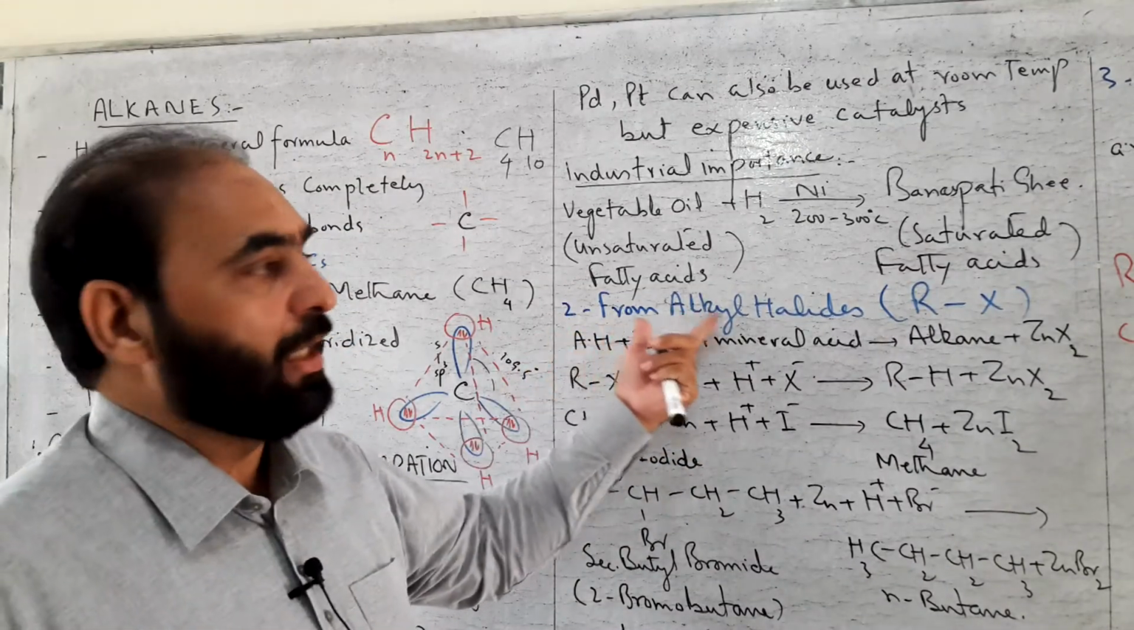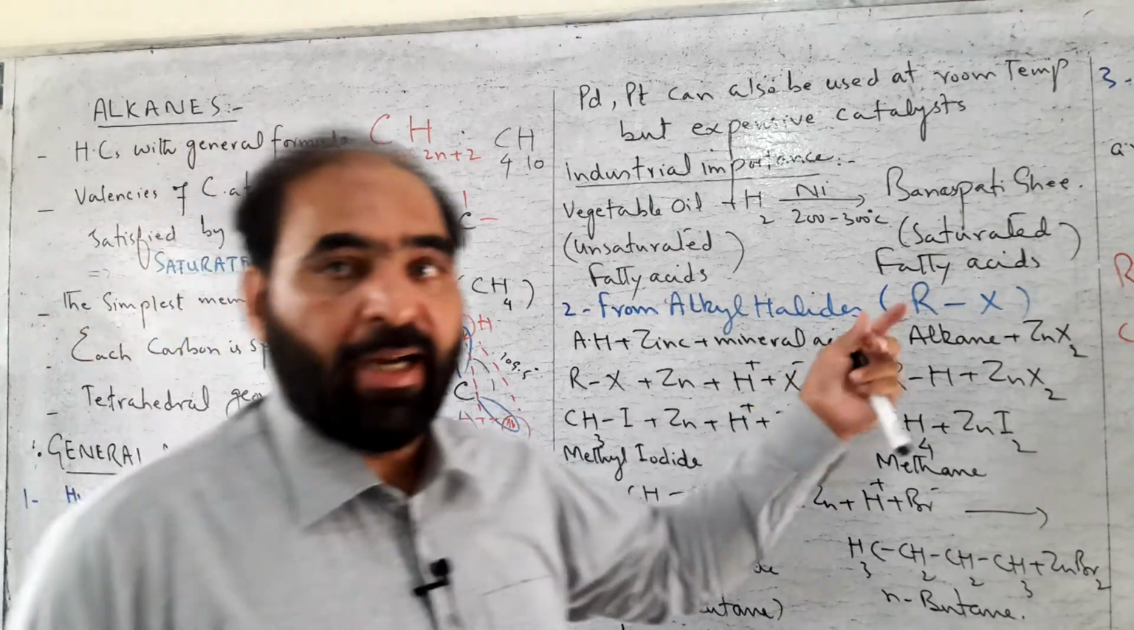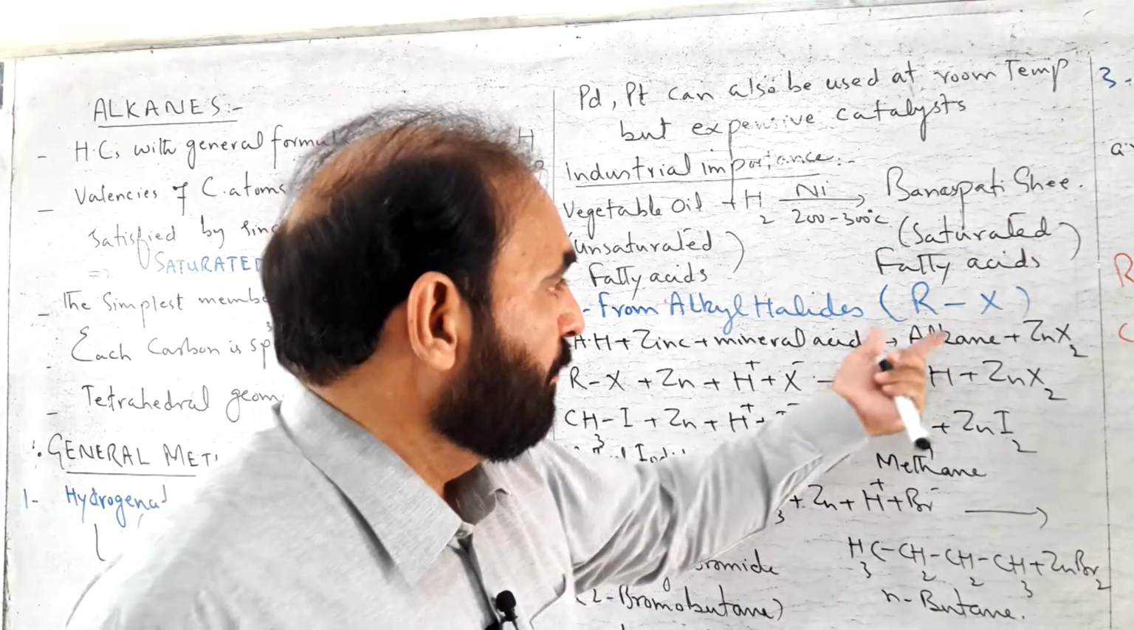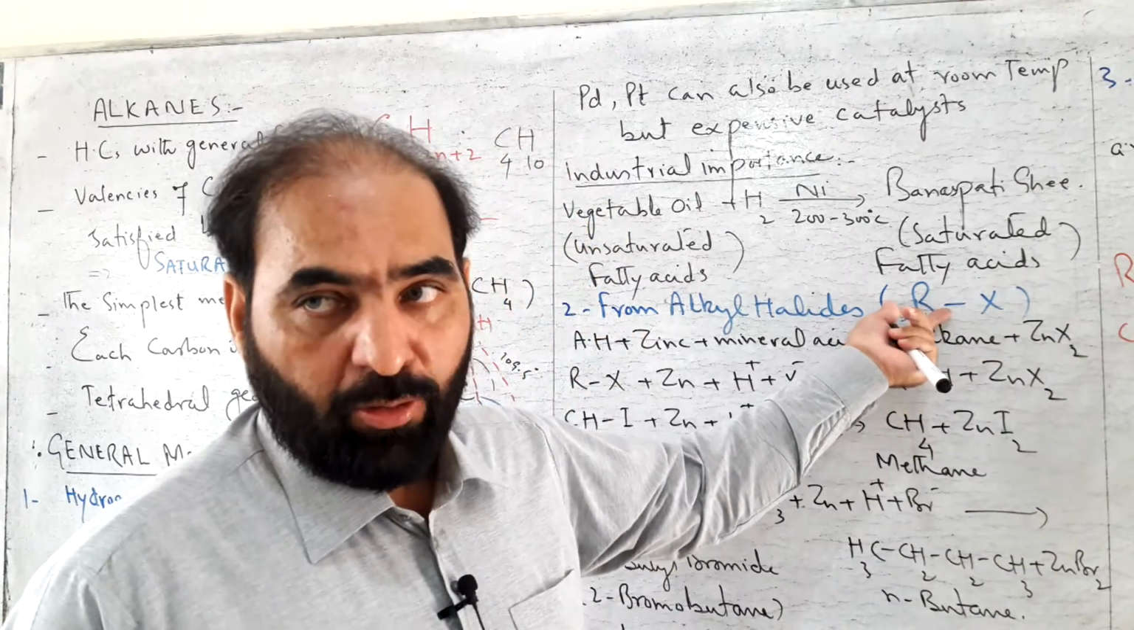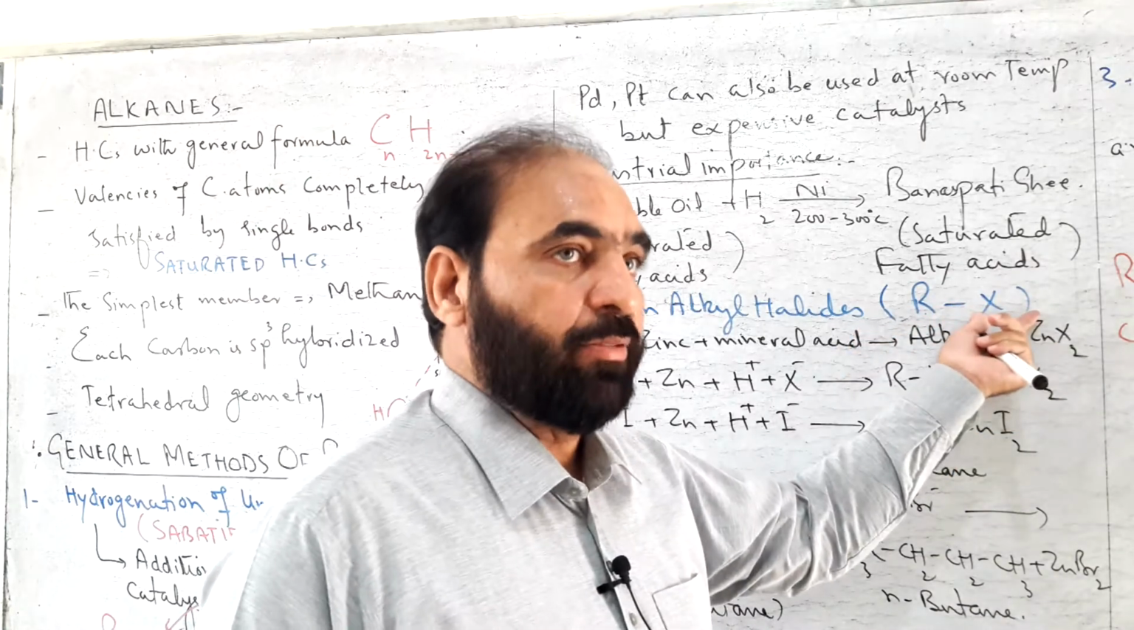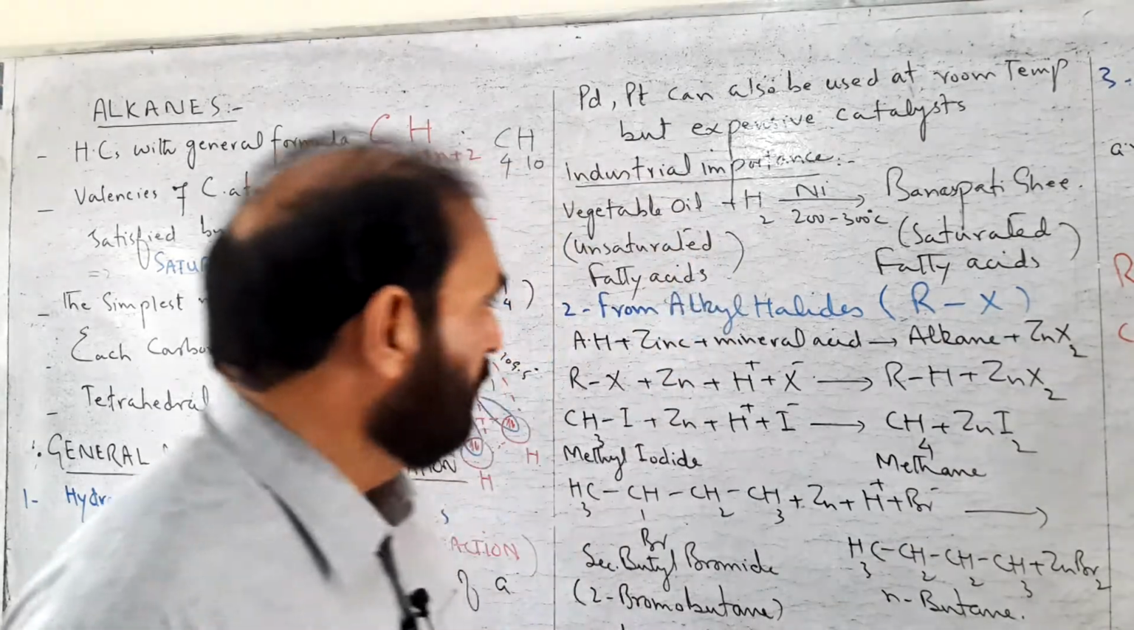The second method for the preparation of alkanes is from alkyl halides. Alkyl halides have the general formula R-X. R stands for alkyl group and X stands for halo group.